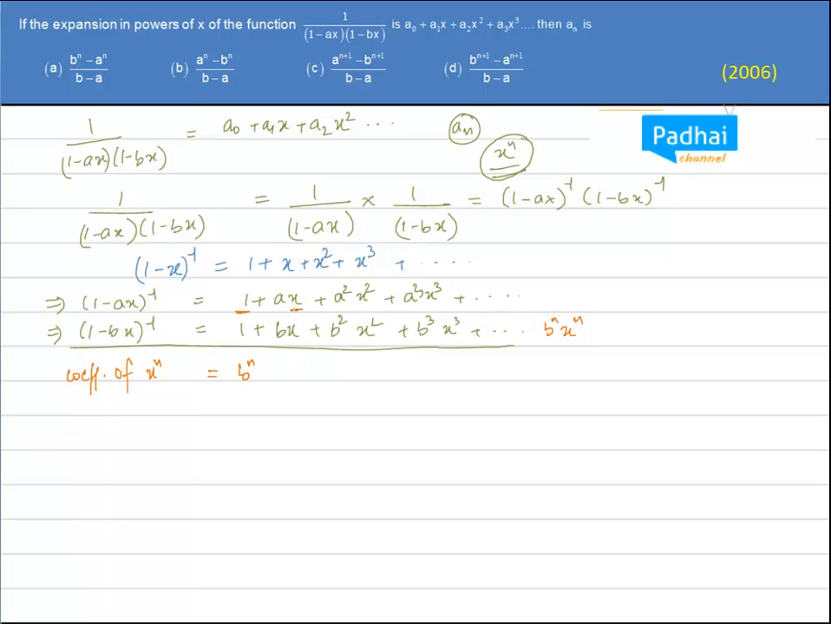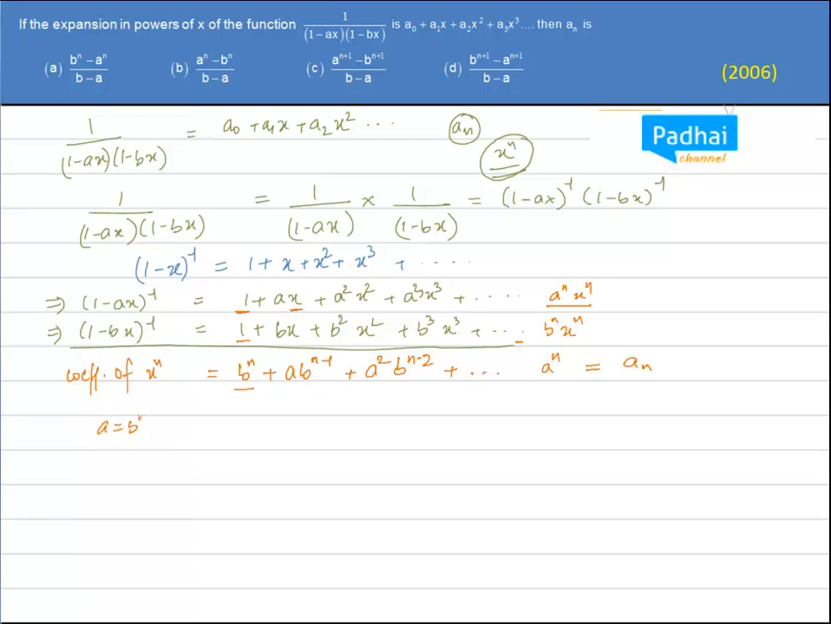Now if I take ax over here, I need x raised to power n minus 1 over here, which gives a times b raised to power n minus 1. Similarly, I get a square into b raised to power n minus 2, and this series will go on till the last term, which will be an xn multiplied with the constant of the other series. So this is basically the coefficient of x raised to power n, which is equal to an.